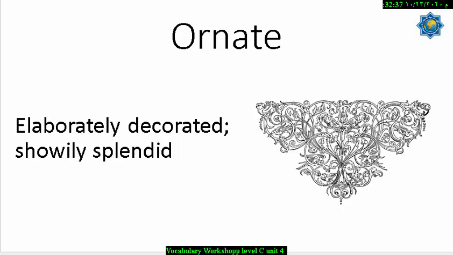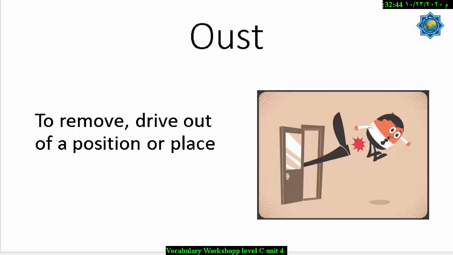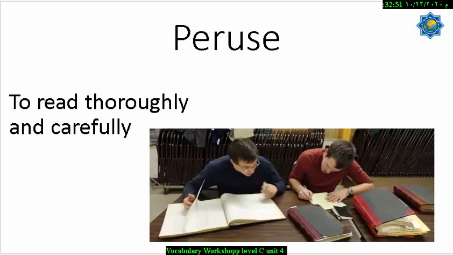Ornate is an adjective which means elaborately decorated. Next word is oust, which is a verb which means to remove or drive out of a position or a place. Next word, peruse, means to read thoroughly and carefully.